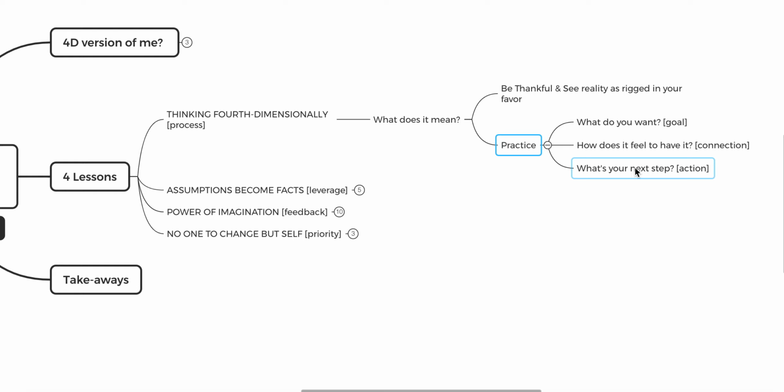And from this space, you can start taking aligned action. And from this space, you can ask yourself, what is my next step? Because you do want to take action. Aligned action. So use this three-step process. What do you want? How does it feel to have it? So you align with that version who's already having it.